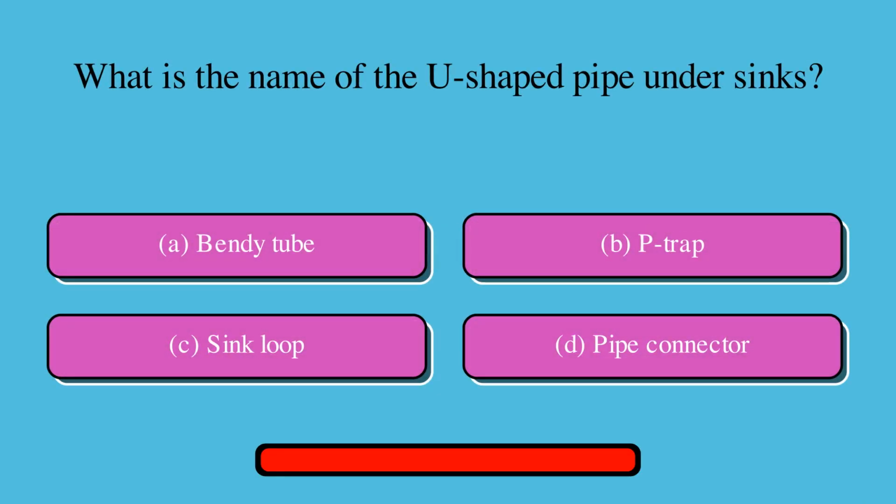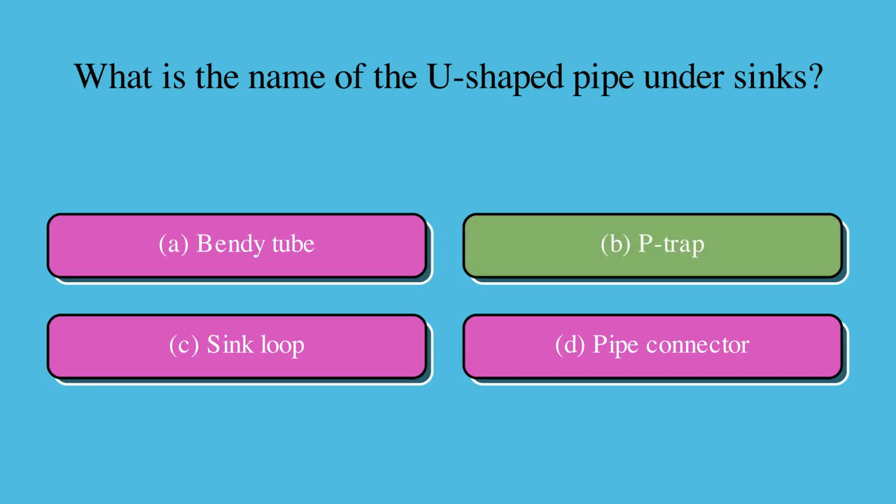What is the name of the U-shaped pipe under sinks? Is it A. bendy tube or B. P-trap or C. sink loop or D. pipe connector? The correct answer is B. P-trap.